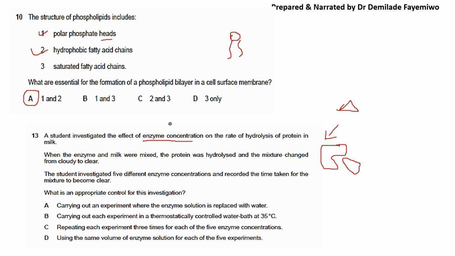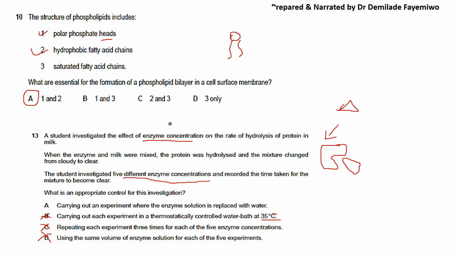Option B is not a good answer because it says carrying out the experiment in a thermostatically controlled water bath at 35 degrees. The point here is that it can't be a control because the enzyme would still be there, and this is the optimum temperature for an enzyme to react. So that's not a good control experiment. Repeating each experiment 3 times, that's not how to do a control. Using the same volume of enzyme solution for the 5 different experiments, that's also not a good control, because again, you are trying to investigate different enzyme concentrations.